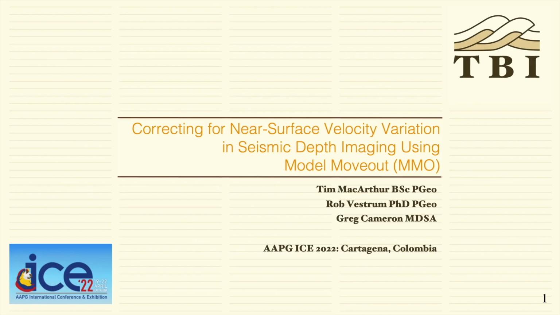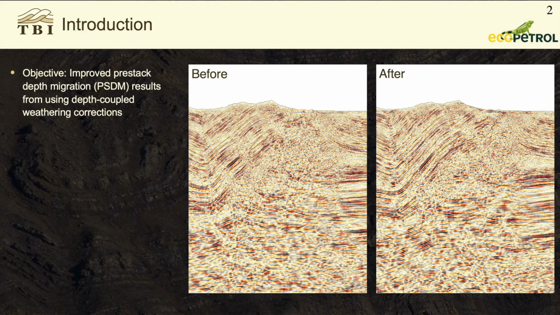Today I'm going to show a workflow that improves on those traditional methods by incorporating these corrections into our depth model building workflow. So here we have two images, our before and our after. Before uses weathering corrections for the near surface from our time processing workflow. This is our traditional workflow. And after, we are able to update the model based on the improved weathering corrections from our new workflow.